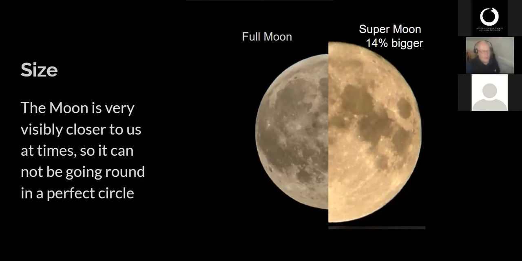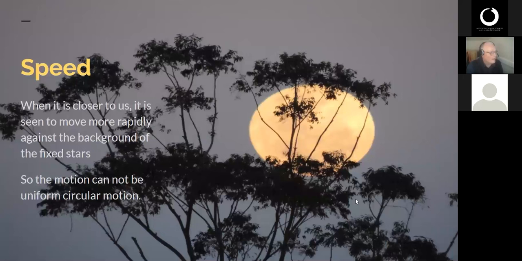So that was known. This variation in the size of the moon was an observation that the ancient astronomers were aware of, and they knew it couldn't be going around the Earth in a perfect circle if it was sometimes larger and sometimes smaller. It had to be approaching and receding. And the speed of motion also varied. So it couldn't be something that was just rotating at an even rate around the Earth.